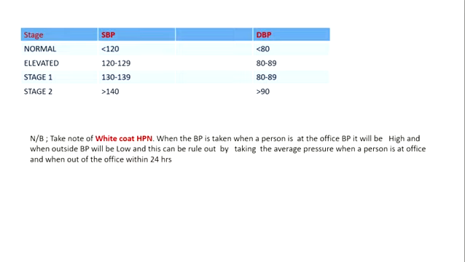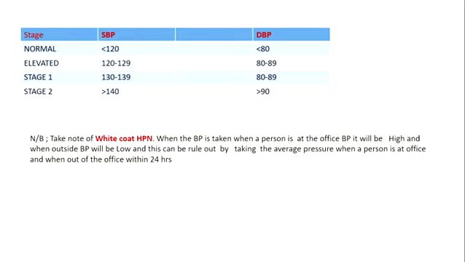As you can see, there is normal blood pressure, where the systolic blood pressure is less than 120 millimeters of mercury, while the diastolic is less than 80 millimeters of mercury. After that, we have what we call elevated or pre-hypertension, where the systolic pressure is around 120 to 129, while the diastolic is around 80 to 89.